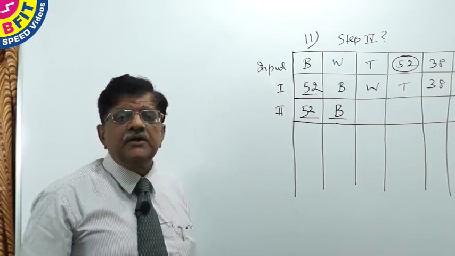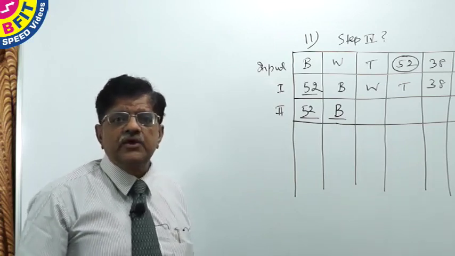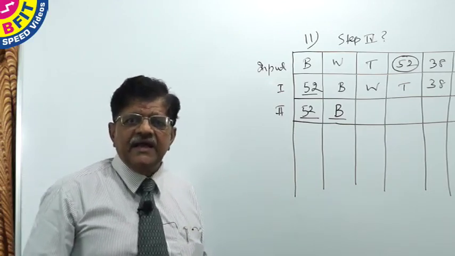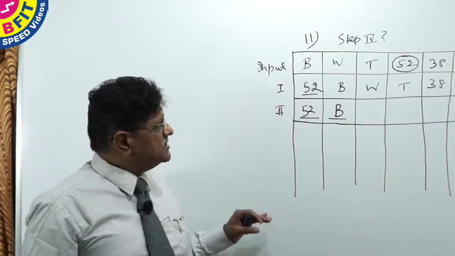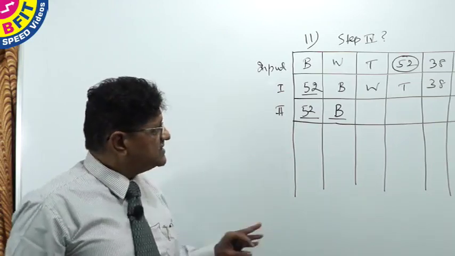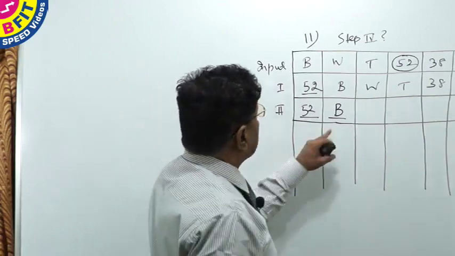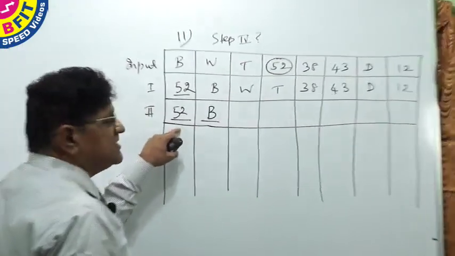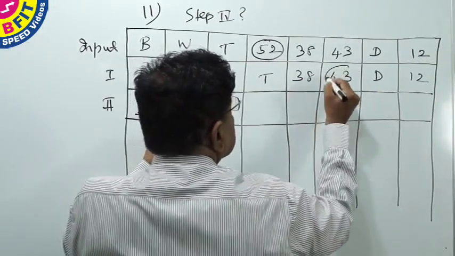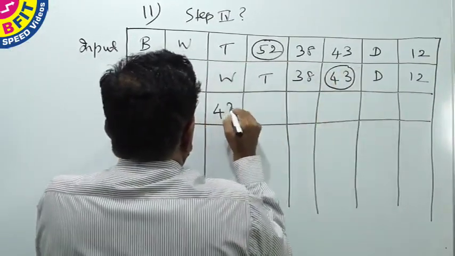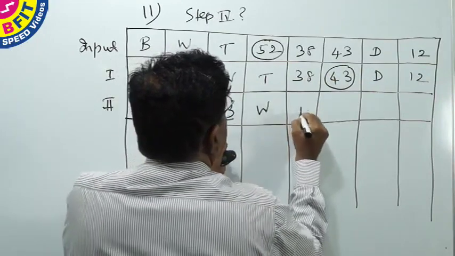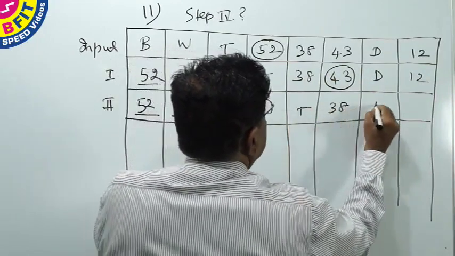This is a very important, hidden rule, nobody is telling you. No book is mentioning it so openly and candidly as I am telling you. If it is falling by itself, it shall not be counted as a step. Therefore, it is not a step. Then, what should come after B? A number which is lower than 52. So, 43 is the number which is lower than 52. 43. Then we go by W, T, 38, D, 12.